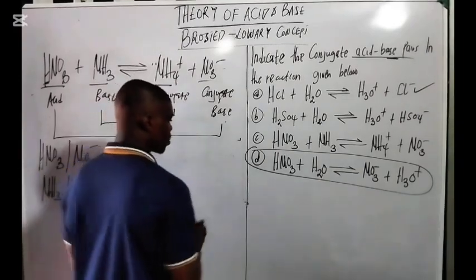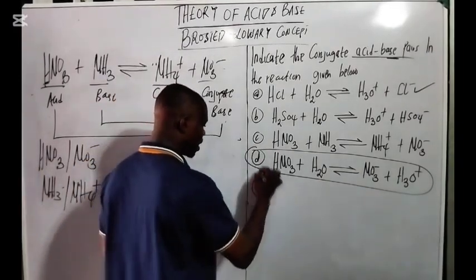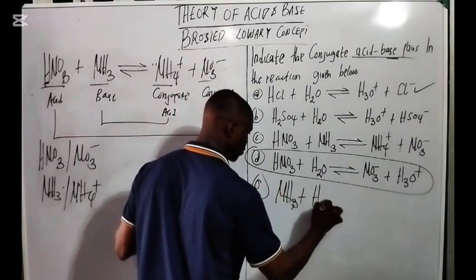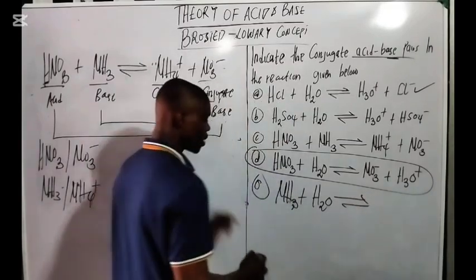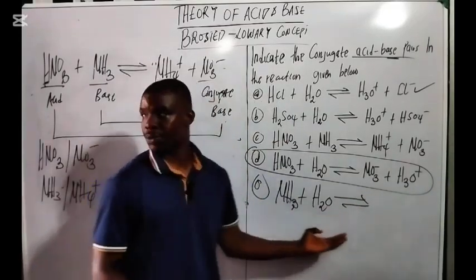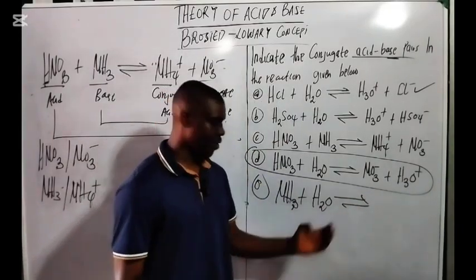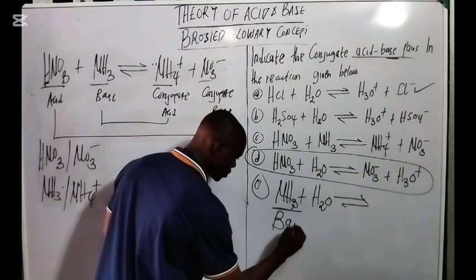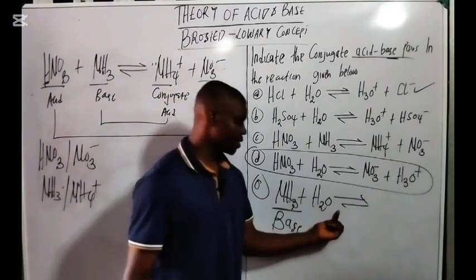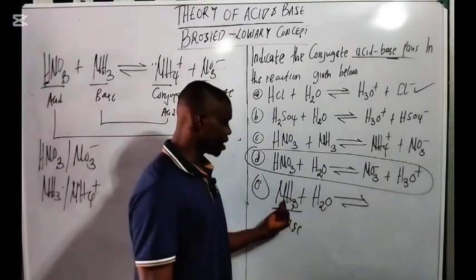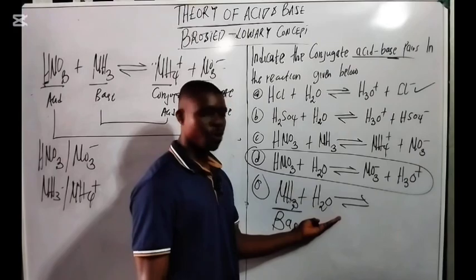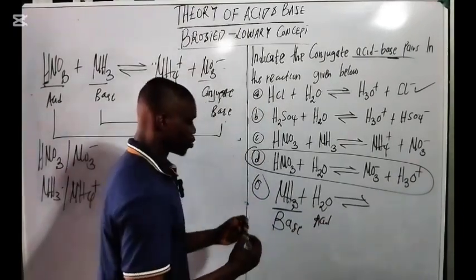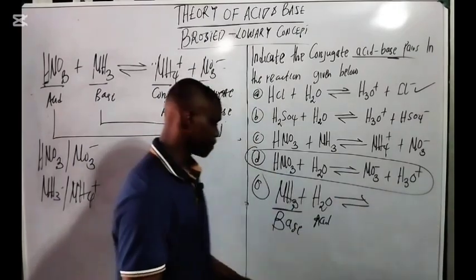So let's look at another reaction here, A, B, C, D, E. Let's say E: NH3 plus H2O. Now let's write this chemical reaction between NH3 and H2O. NH3 is a base. Whenever water is reacting with a base, it now becomes the acid. So let's write the product of the reaction here.